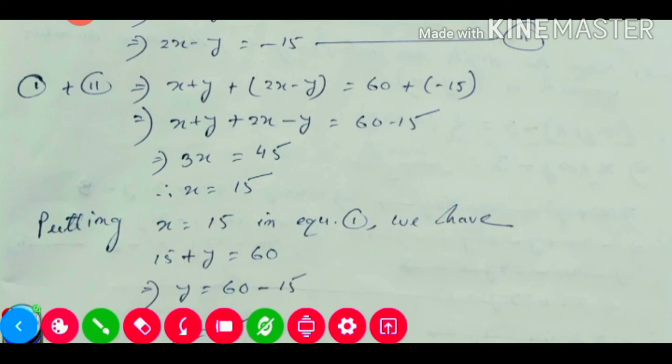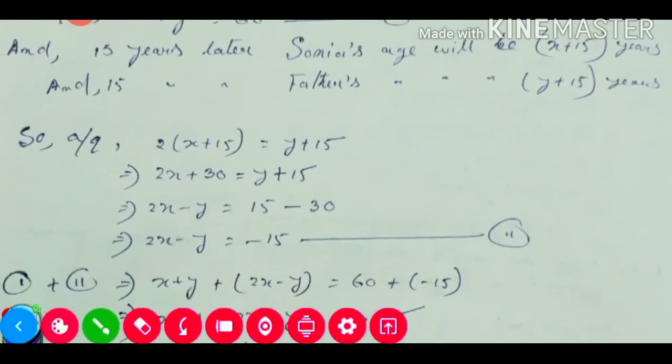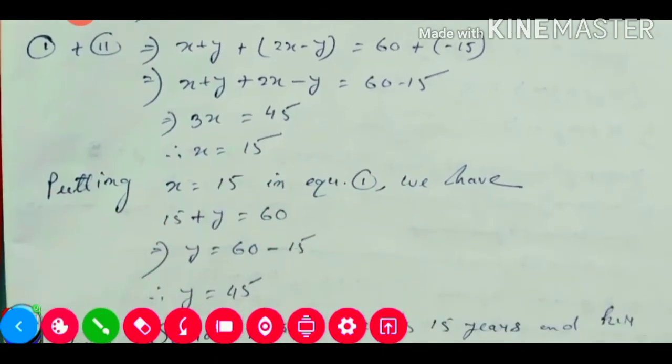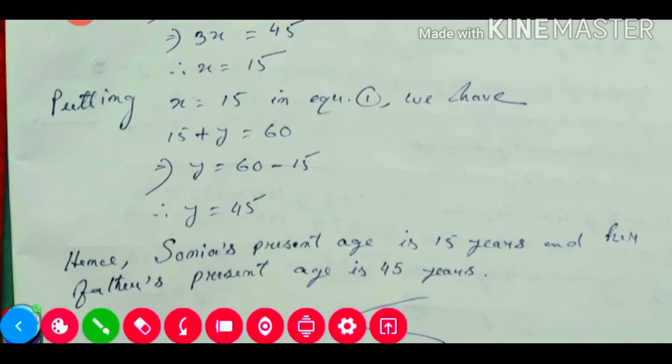Now this x value of 15 we put in equation number 1. Equation number 1 is x plus y is equal to 60. So x value 15 plus y is equal to 60. Now 15 shifts to the right-hand side, so minus 15. So 60 minus 15 is equal to 45. Therefore Sonia's present age, Sonia is x, is 15 years, and her father's present age will be 45 years.